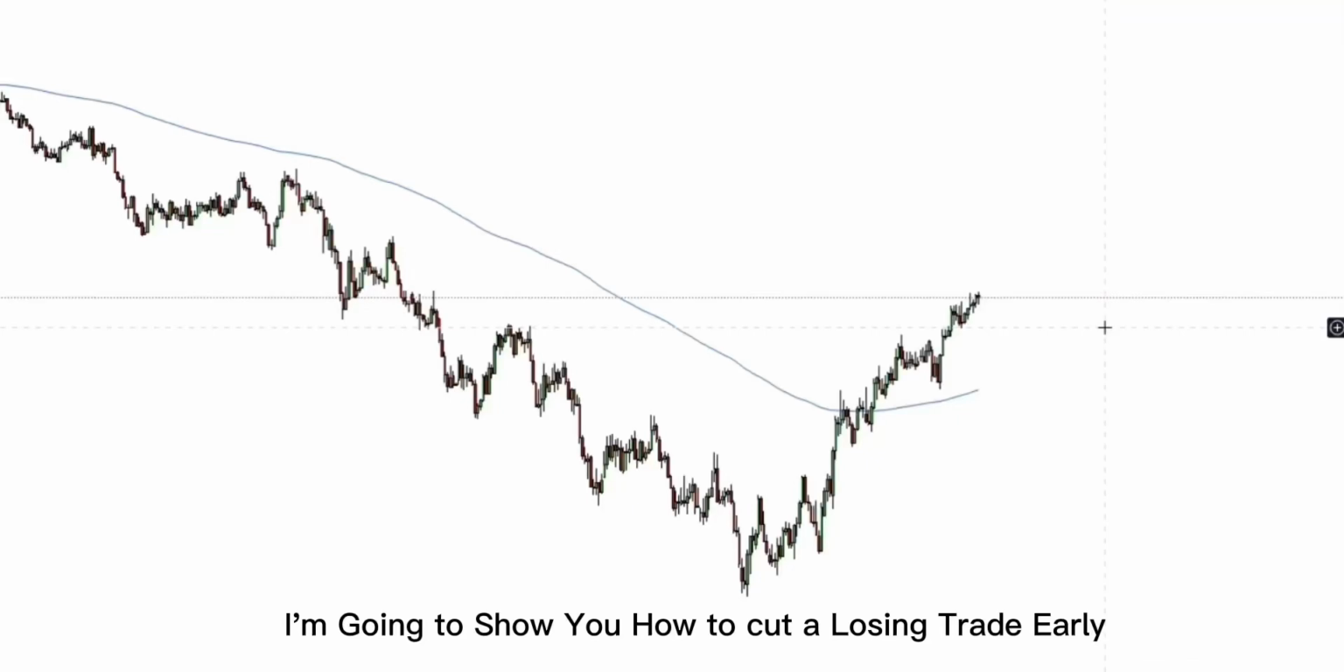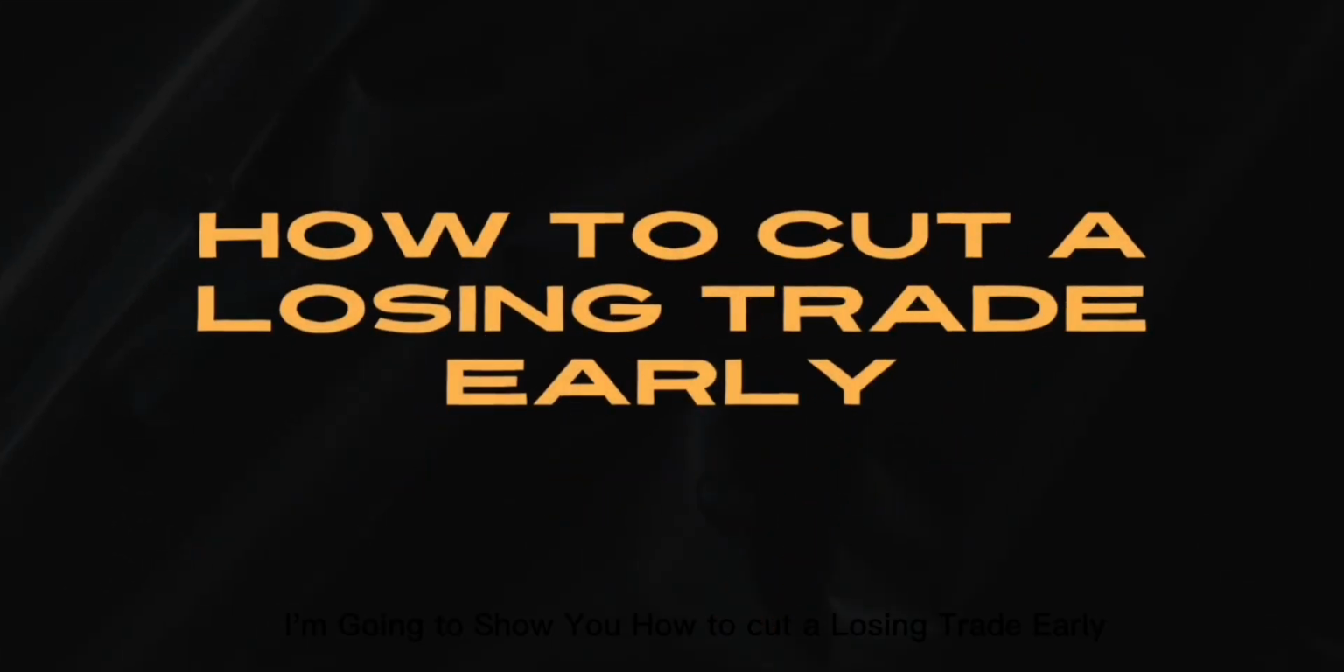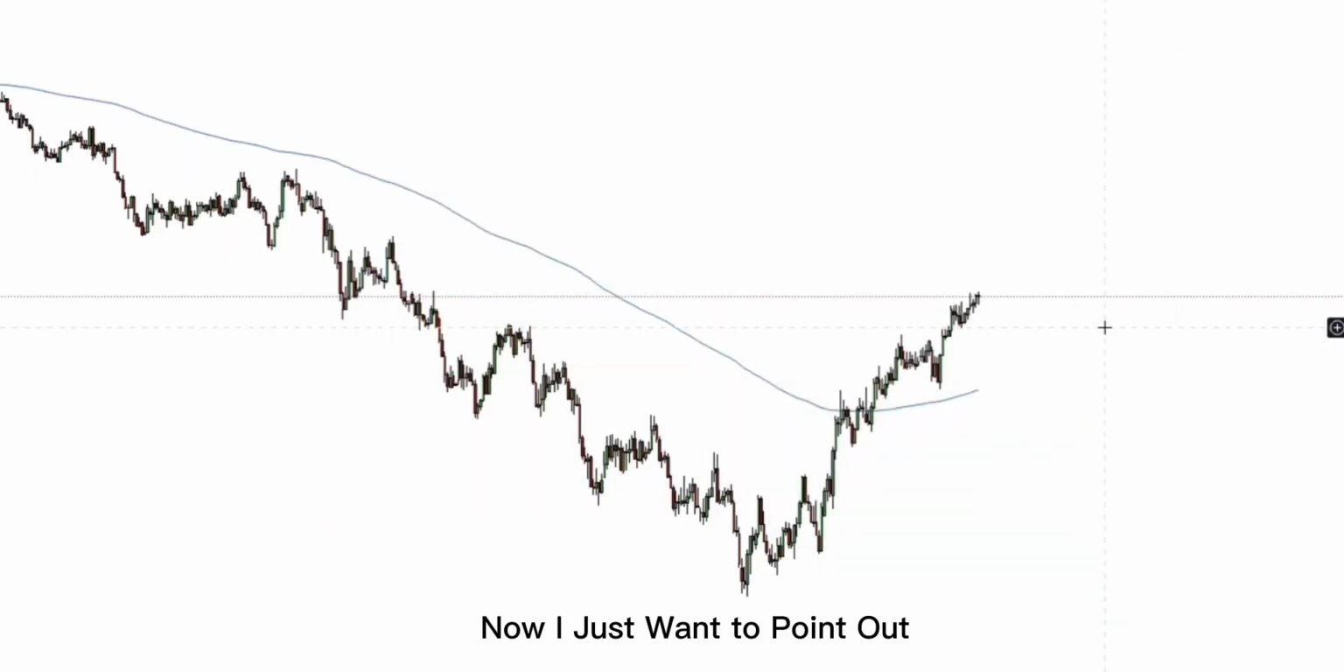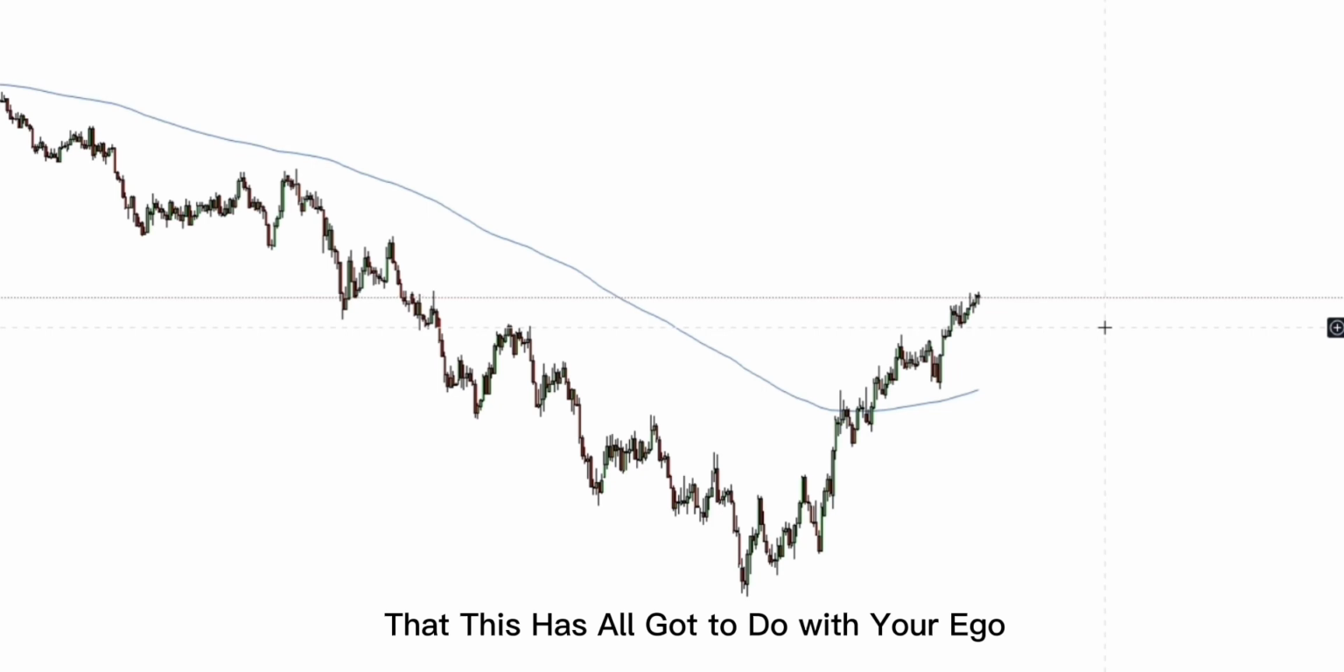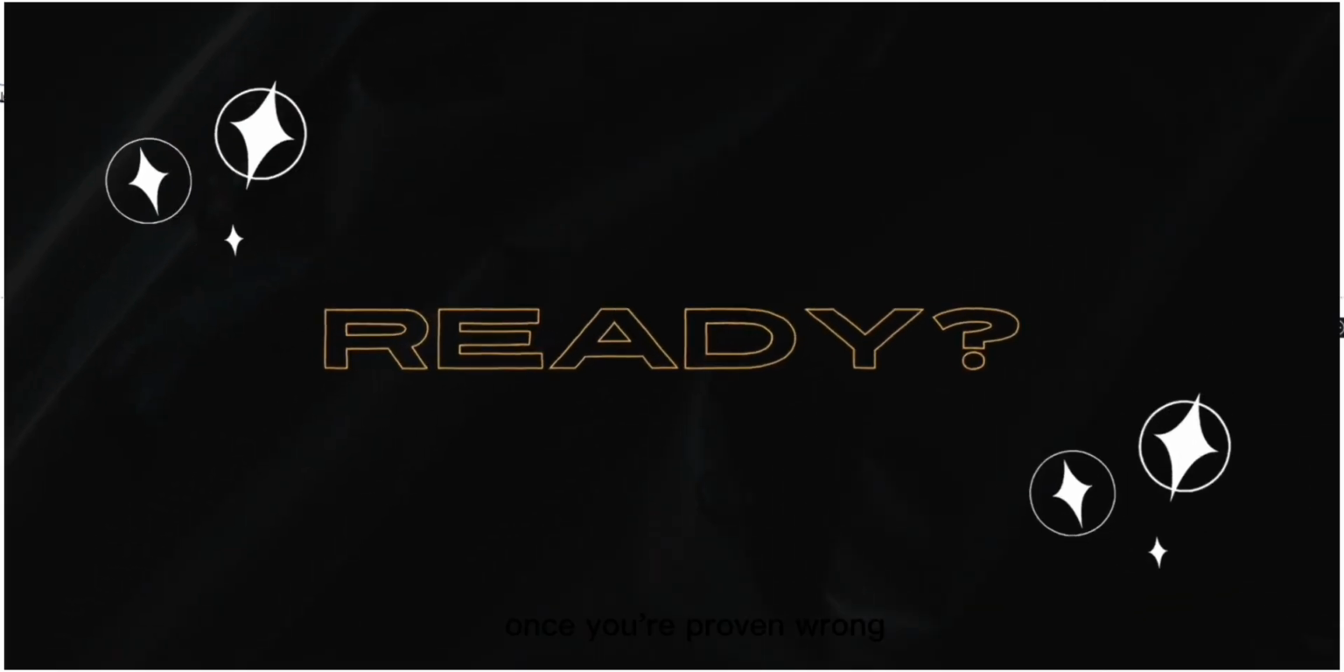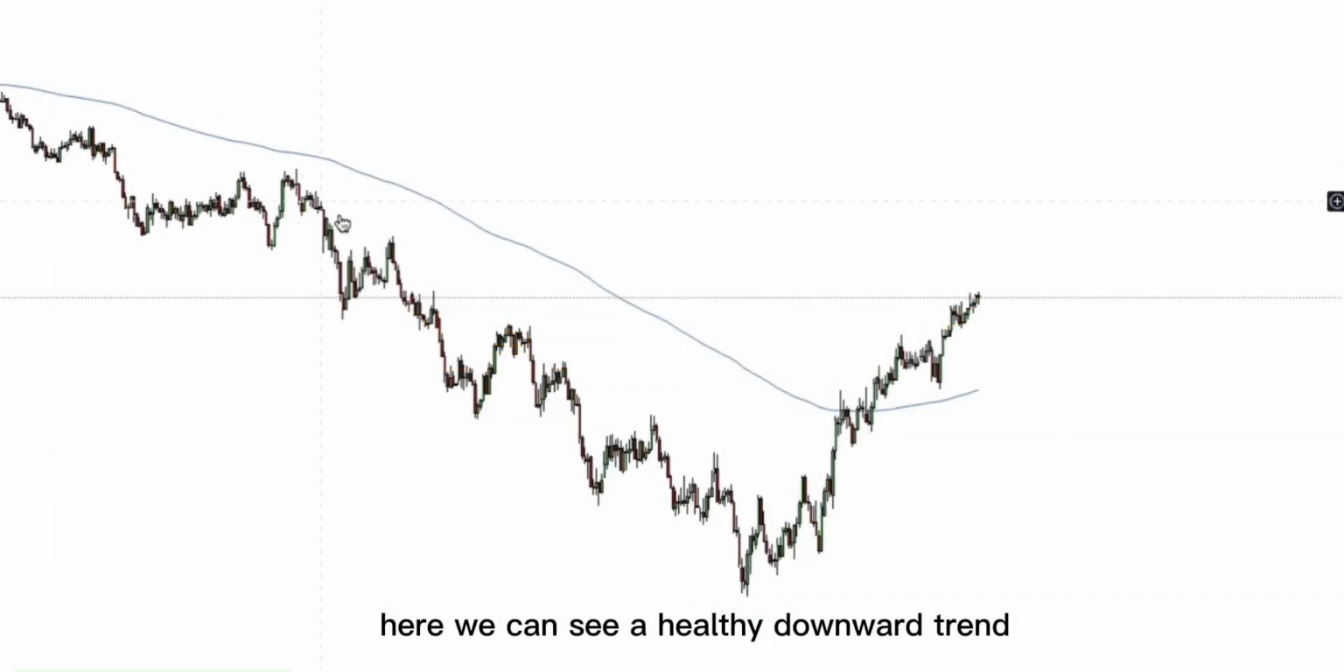I'm going to show you how to cut a losing trade early. Now, I just want to point out that this has all got to do with your ego and your ability to cut losses quickly once you're proven wrong. Here we can see a healthy downward trend.